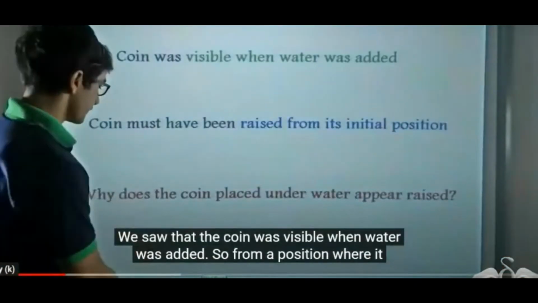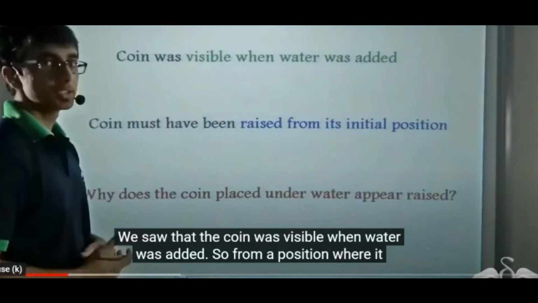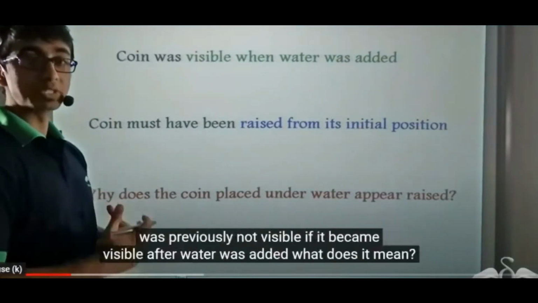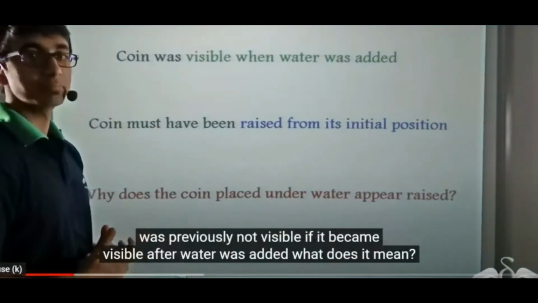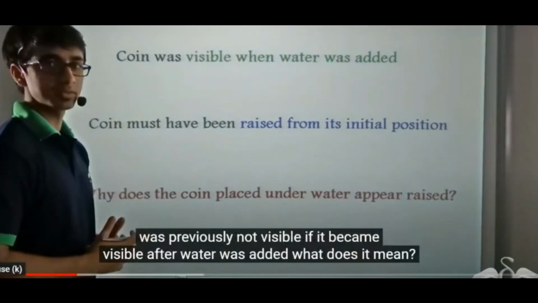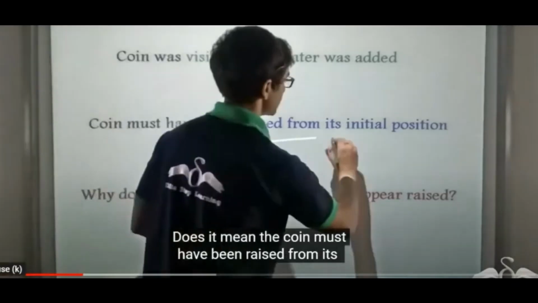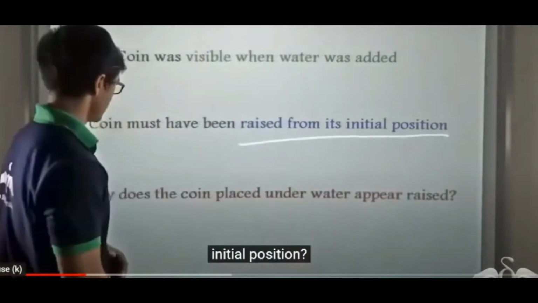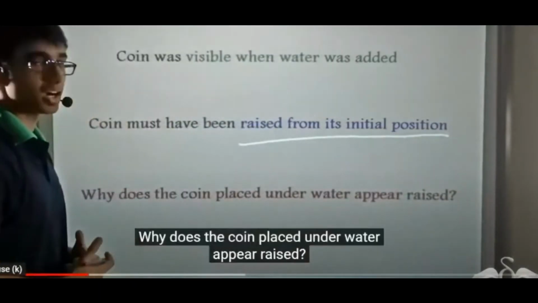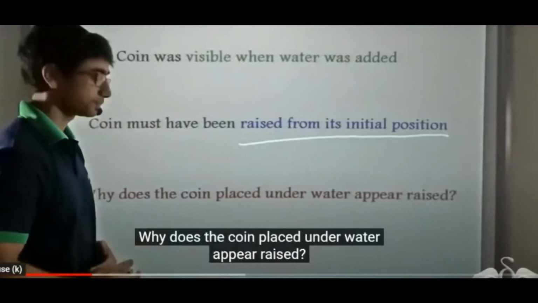So we saw that the coin was visible when water was added. So from a position where it was previously not visible, if it became visible after water was added, does it mean the coin must have been raised from its initial position? So why does the coin placed under water appear raised?